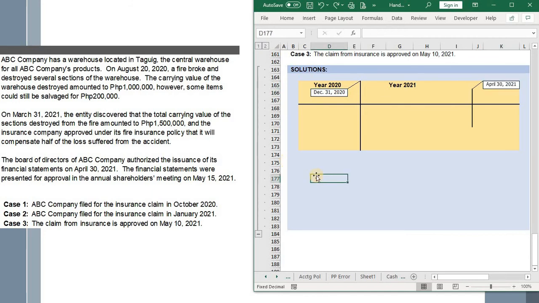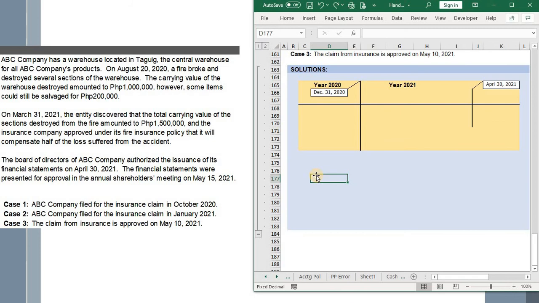So now let us determine the event after the reporting period under PAS 10. So based on the second paragraph, on March 31, 2021, so this is between December 31 and April 30, the entity discovered that the total carrying value of the sections destroyed from the fire amounted to 1.5 million pesos. And the insurance company approved under its fire insurance policy that it will compensate half of the loss suffered from the accident. So there are two events that occurred after the reporting period under PAS 10.